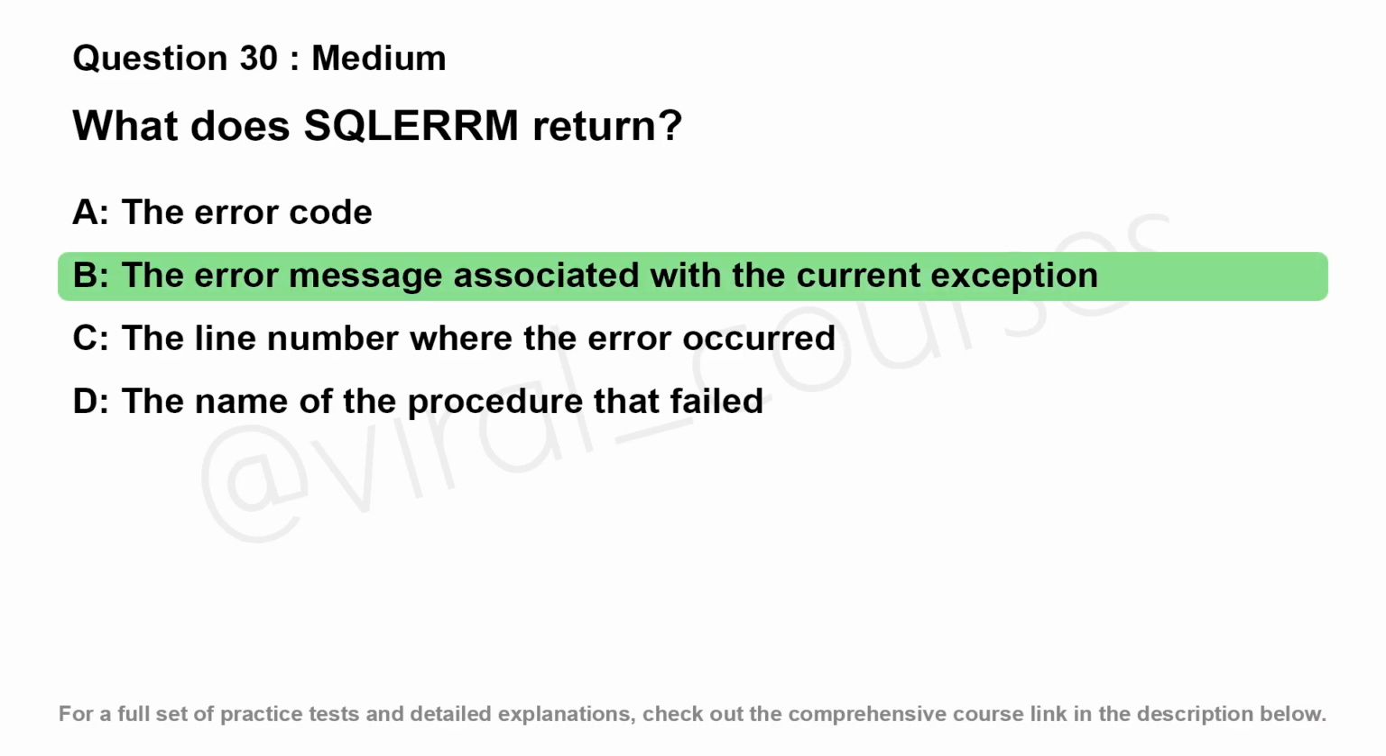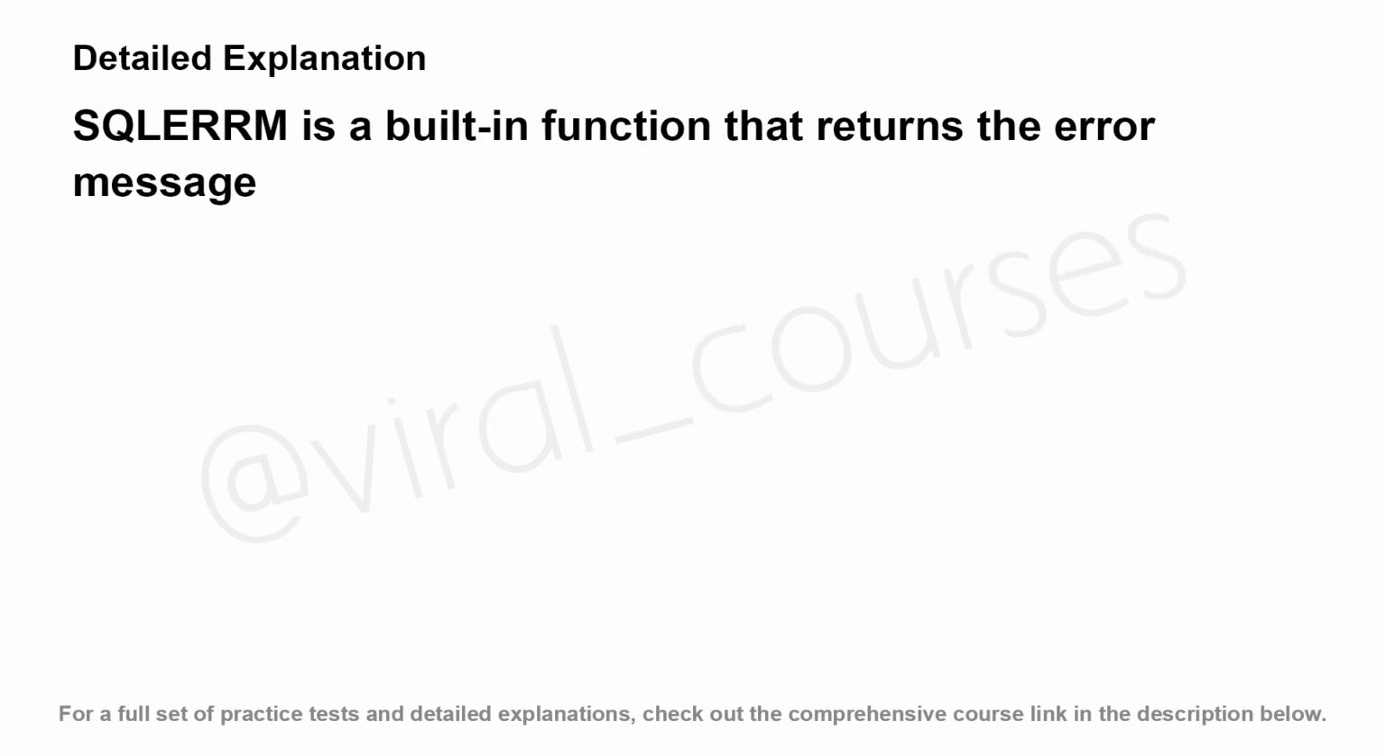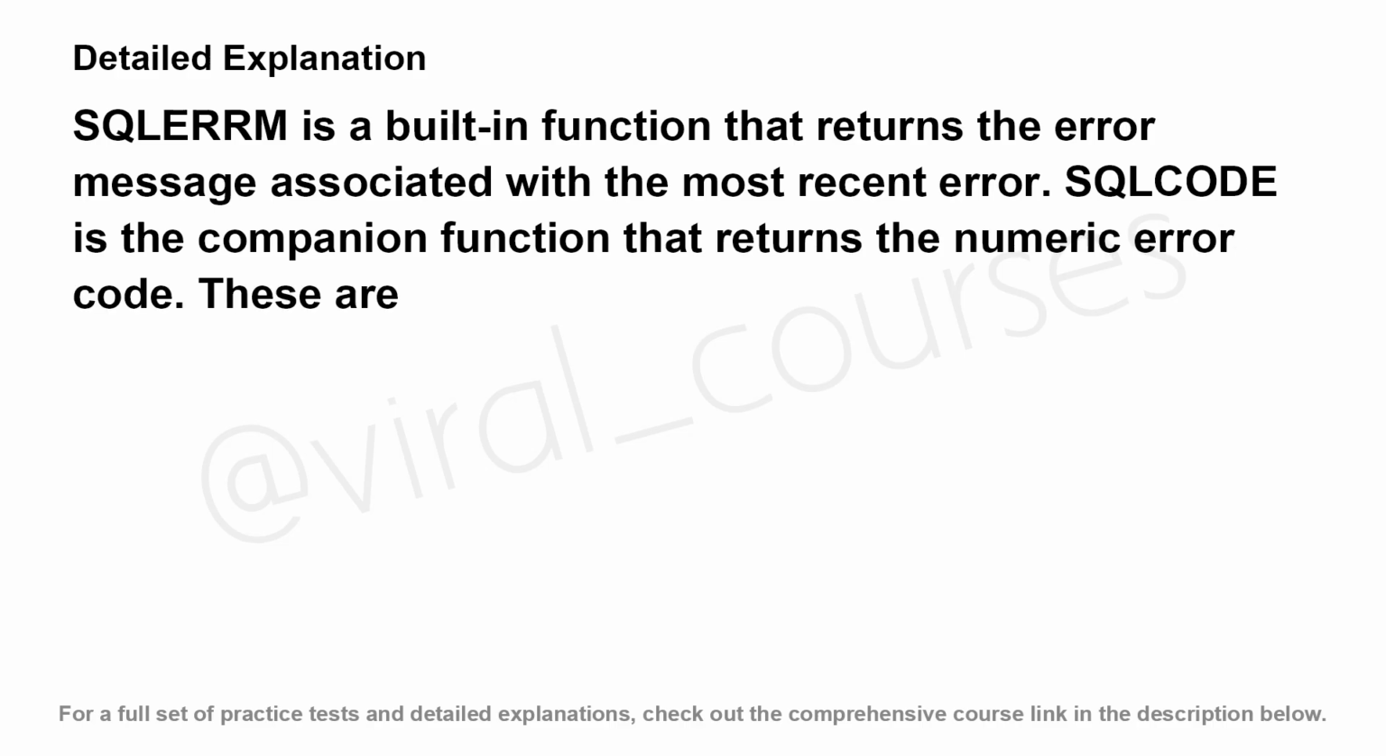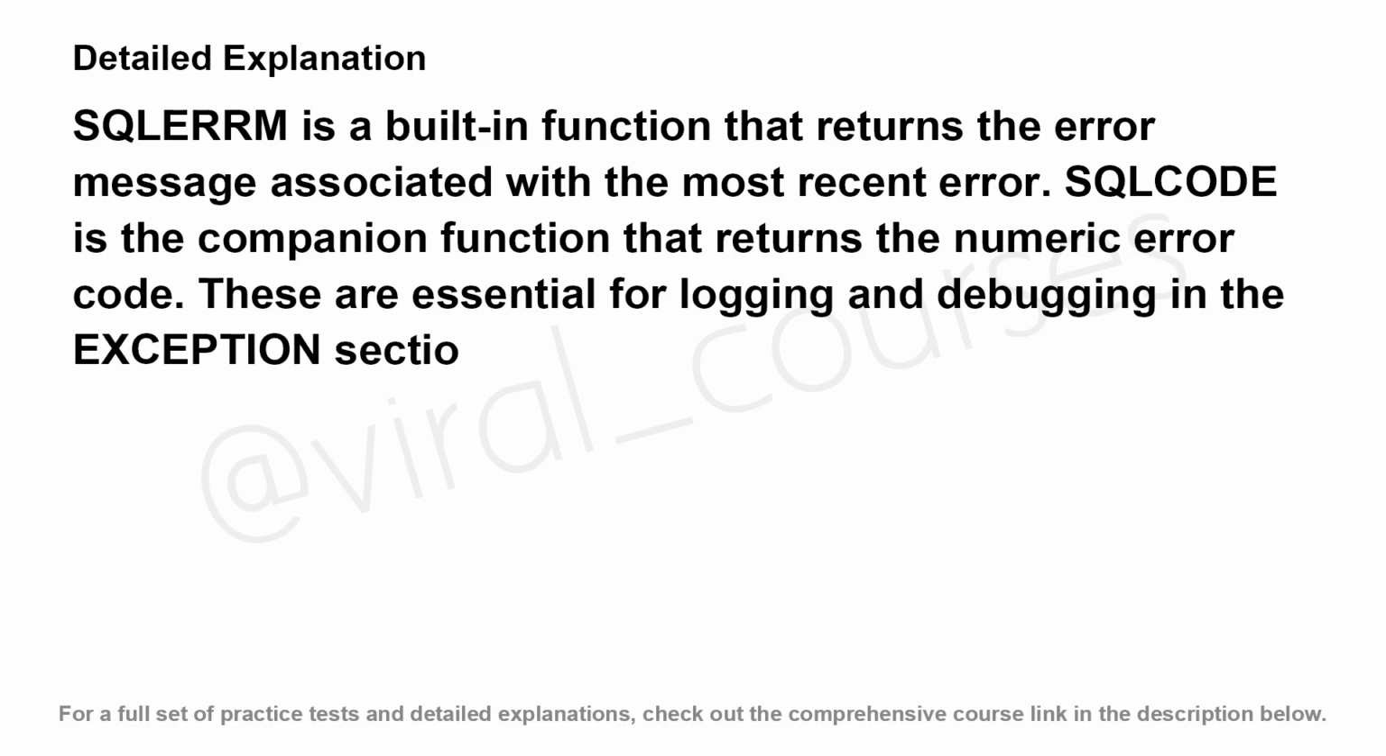The correct answer is B. SQLERRM is a built-in function that returns the error message associated with the most recent error. SQLCODE is the companion function that returns the numeric error code. These are essential for logging and debugging in the exception section.